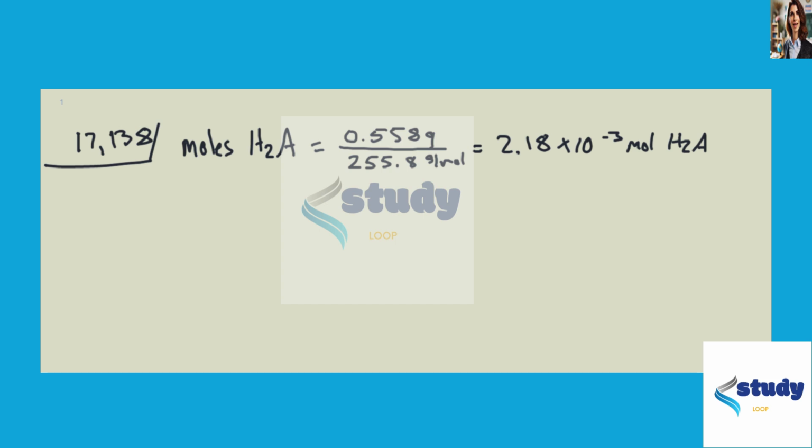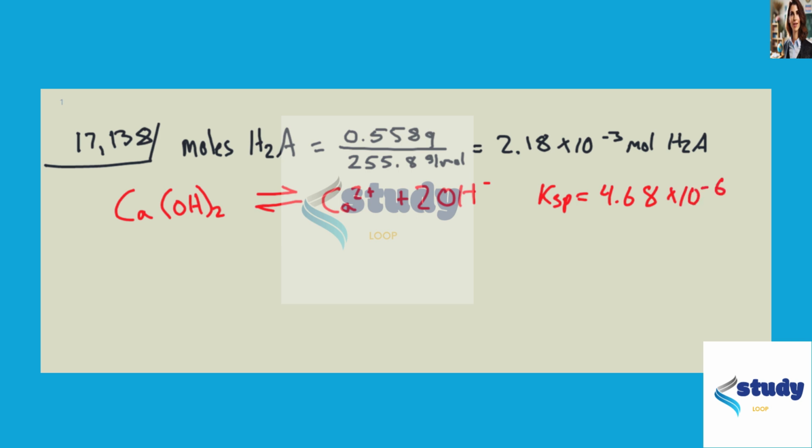Now, to calculate the concentration of calcium hydroxide, we need to do an equilibrium table. So calcium hydroxide is not going to completely dissociate in water, so we need to calculate this based on the fact that it is saturated, excuse me. We can write our Ksp is equal to 4.68 times 10 to the minus 6. And so we write our ICE table.